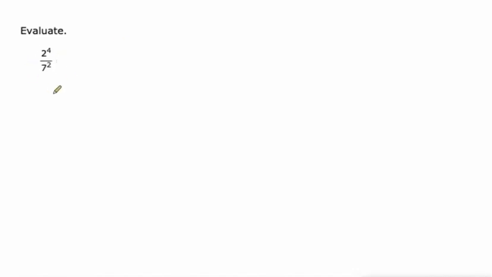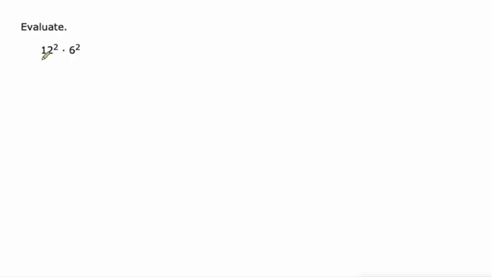Well, these don't have the same base, they don't have the same exponent, so we're just going to do 2 to the 4th power is 16, and 7 squared is 49, and that's all we can do. And as a little hint, we know that can't be simplified because their bases are 2 and 7, they don't have any common factors, so you're not going to be able to simplify the fraction either.